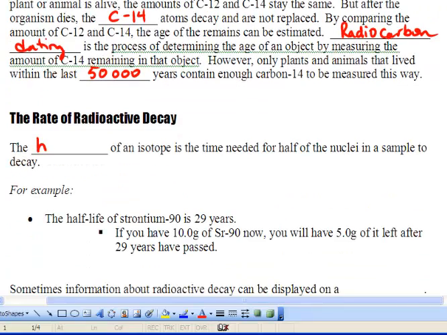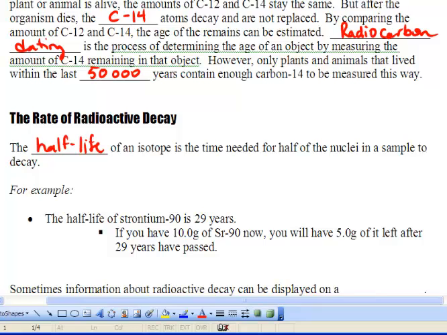Now, the half-life of an isotope is the time needed for half of the nuclei in a sample to decay. I want you to think about cookies here. If the half-life of cookies is 10 minutes, so if you start with 10 cookies, in 10 minutes that means half will be gone. So in 10 minutes, you'll have 5. In another 10 minutes, you'll have 2.5. In the next 10 minutes, you'll have 1.25 cookies left. So in half an hour, you only have 1.25 cookies left.